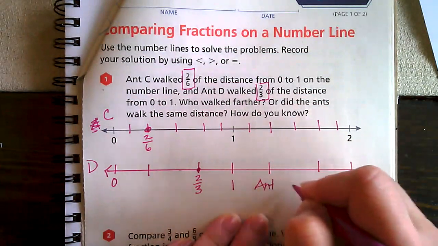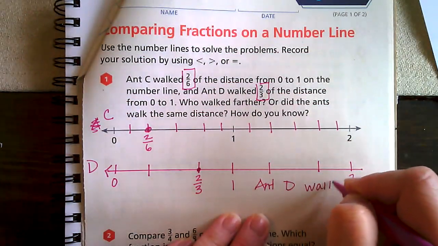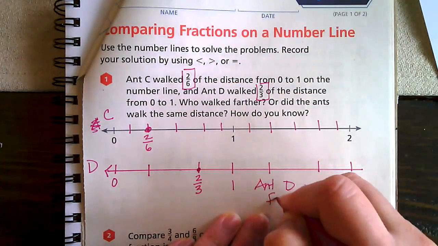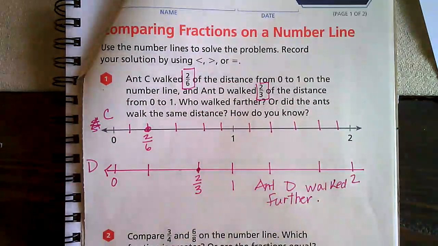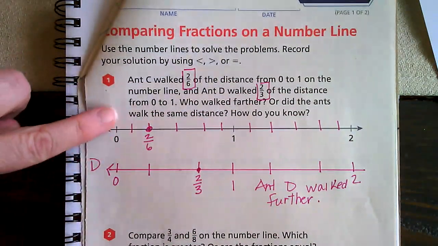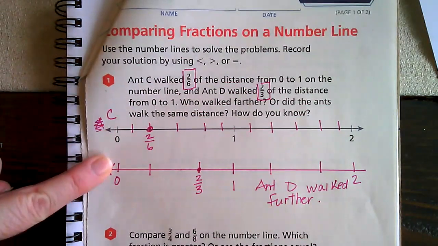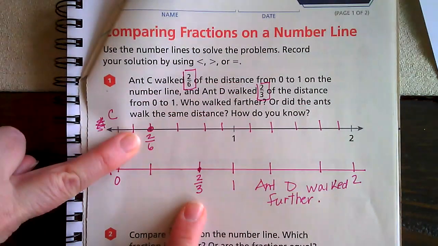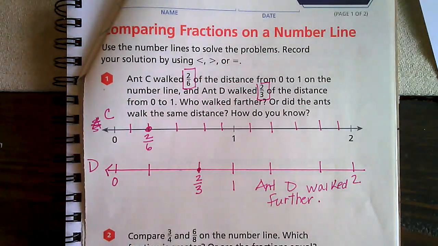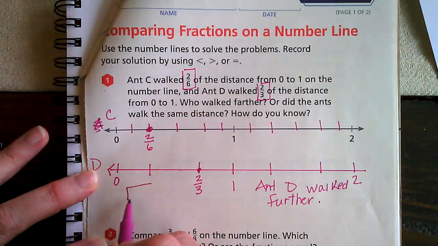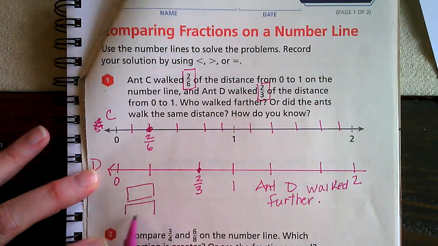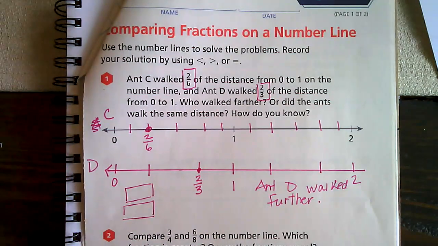So let's just record that. Aunt D walked further. How did we know? We knew because we drew pictures. We drew a number line to represent both fractions, and we compared. That's how we knew. We could have drawn pictures like we did on Monday, like we were doing with our pans of brownies, to represent and compare the two fractions. That's another way to do it.